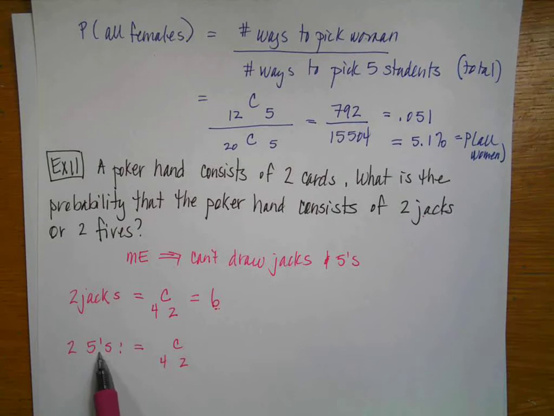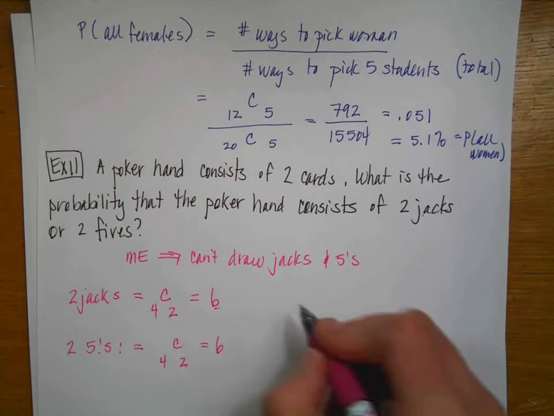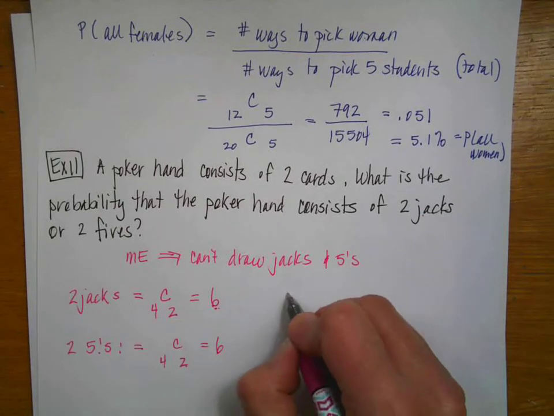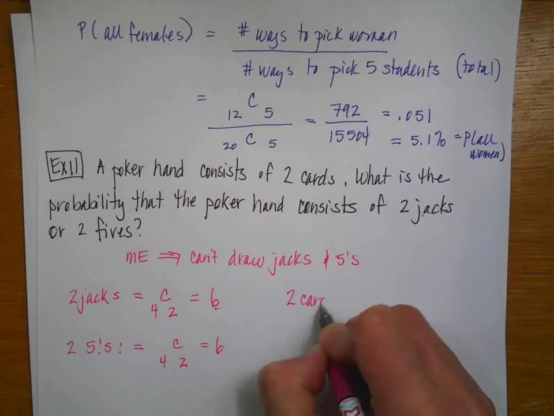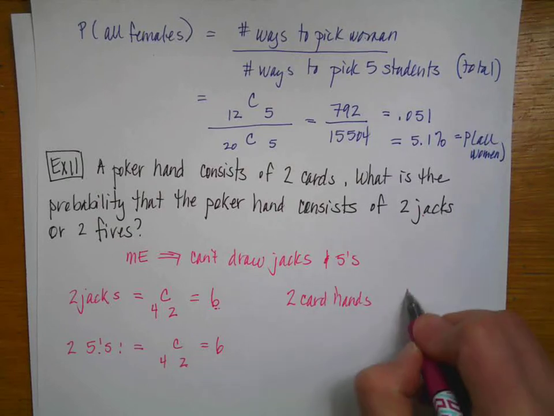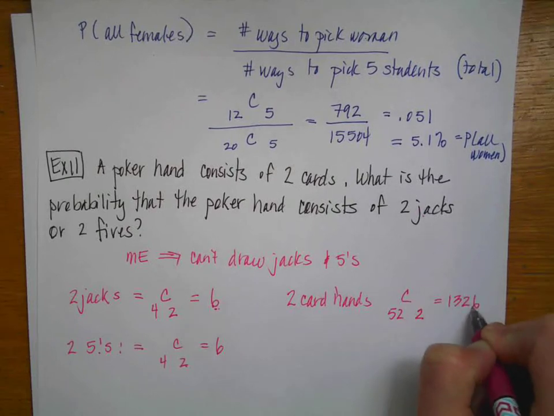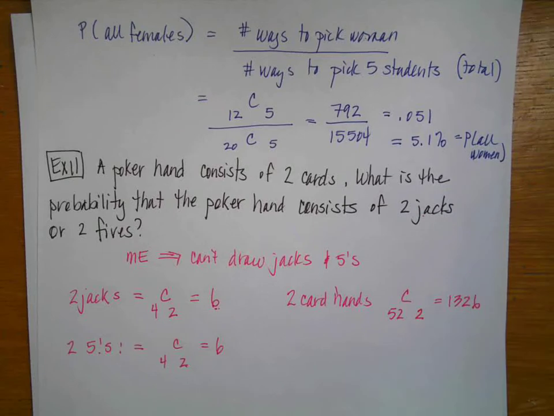How many ways can I get some 5s? So that's going to be the combination of 4 choose 2 again, because there are 4 5s in a deck. I'm going to choose 2 of them, and so that is 6. Okay? So then the next thing that I want to figure out is how many 2-card hands can I get? Well, remember that there are 52 cards in a deck, and I'm going to choose 2, so that's 1326.